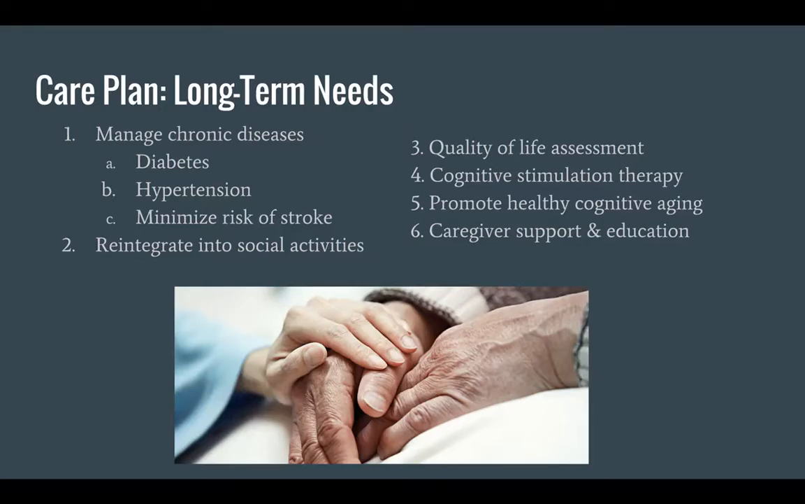Now, as healthcare professionals, our number one has to be getting Mrs. Johnson medically stable. So we would like to help her in the management of her chronic diseases, such as diabetes, hypertension, and also reducing her risk of stroke in the future. After that, we can move on to the psychosocial aspects, such as reintegrating her into her social activities. From there, we would like to perform a quality of life assessment, consider cognitive stimulation therapy, promote healthy cognitive aging, as well as look into caregiver support and education, and be providing this throughout for Michael and also for Talia.